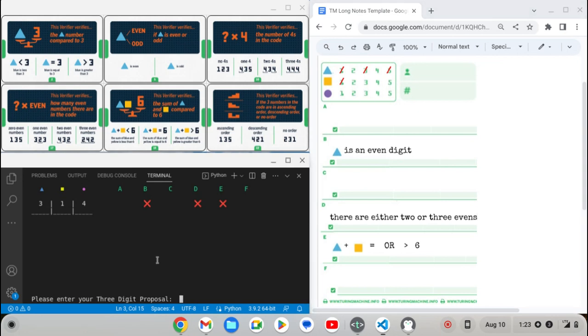Well, that sounds like a great second round proposal. So let's do that. 2, 5, 4. Okay, so does that mean we have to test everything? I think we've deduced that there are 2 evens.